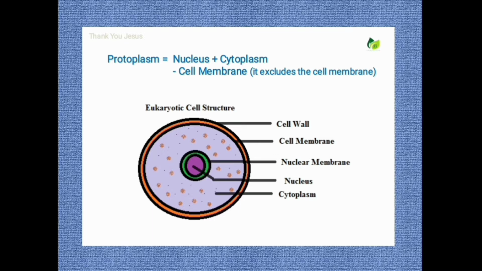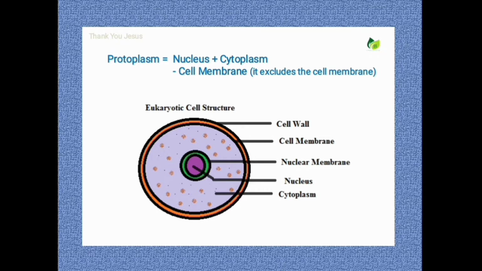Protoplasm is a homogeneous, elastic, colorless, jelly-like, semi-transparent or semi-viscous substance. The protoplasm contains 90% water, and salts and mineral ions are also suspended in the protoplasm. So protoplasm is equal to nucleus plus cytoplasm. It excludes the cell membrane, that's why I have represented it here as minus cell membrane. So it is easy to understand.